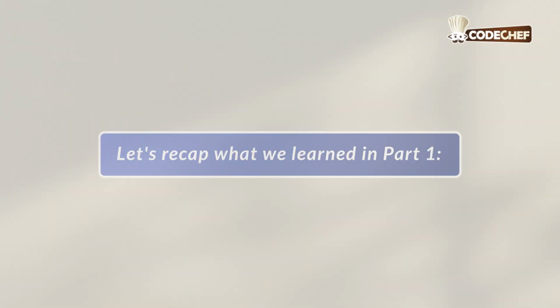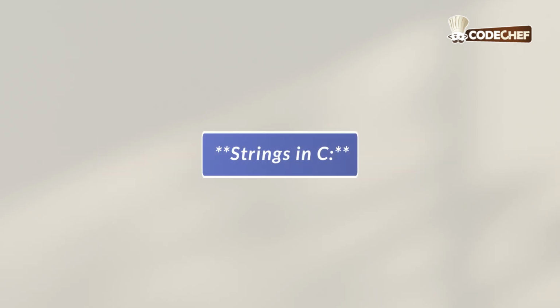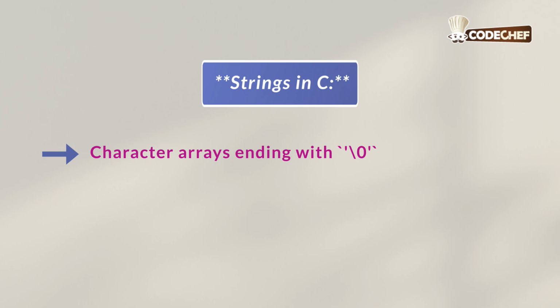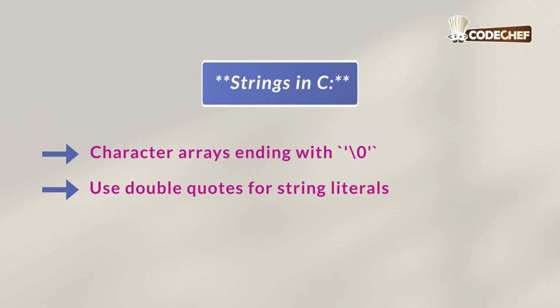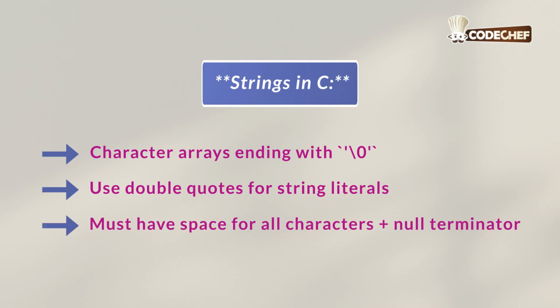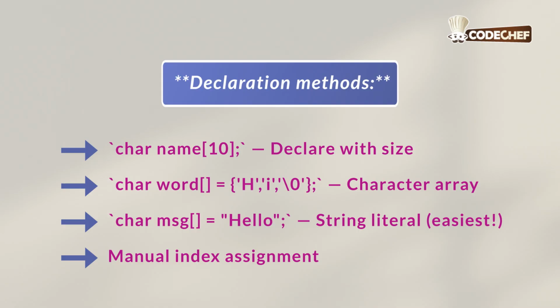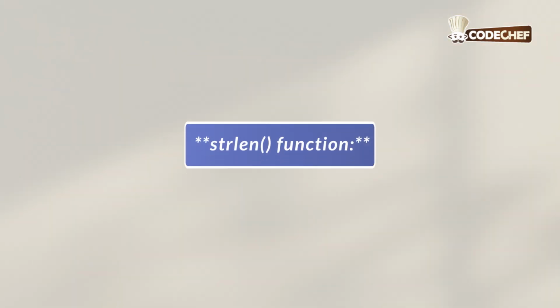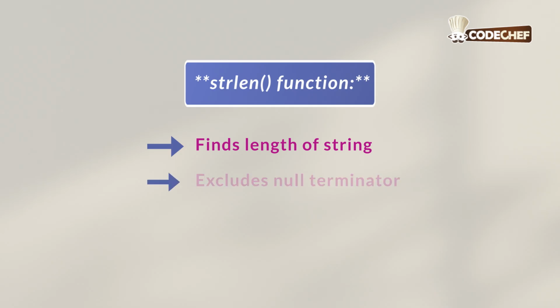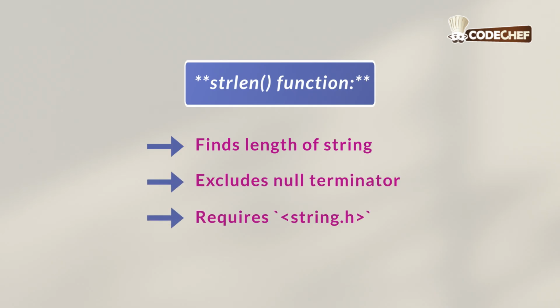Now let's recap what we have learned in part 1. Strings in C are character arrays ending with a null terminator, or \0. They use double quotes for string literals and must have space for all characters plus the string terminator. The declaration methods are char name, char word, char message, and manual index assignment. The strlen function finds the length of the string, excludes the null terminator, and requires the string.h library. The syntax is int length is equal to strlen.